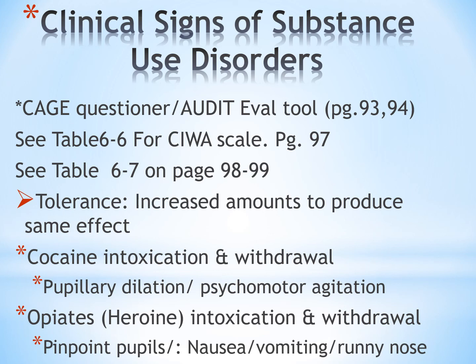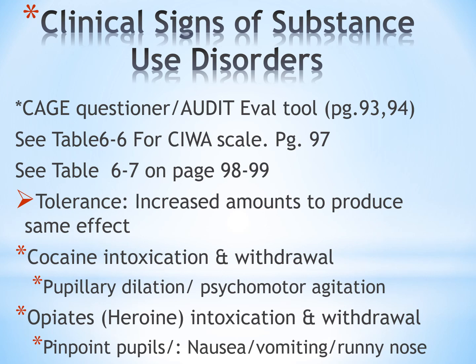So for substance use, we do ask some questions related to substance use. Some of the questionnaires we utilize would be like the CAGE questionnaire. And if you look in your book, page 93 and 94, it gives you some information on what the type of questions are for the CAGE questionnaire. We also do use the CIWA scale, which is a clinical scale that we use to assess withdrawal from our patient as well.